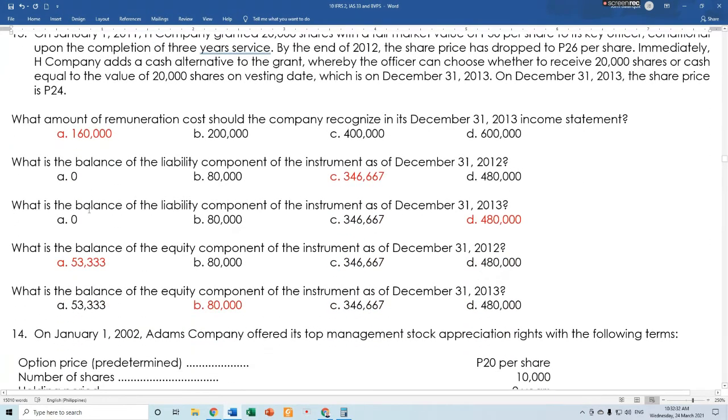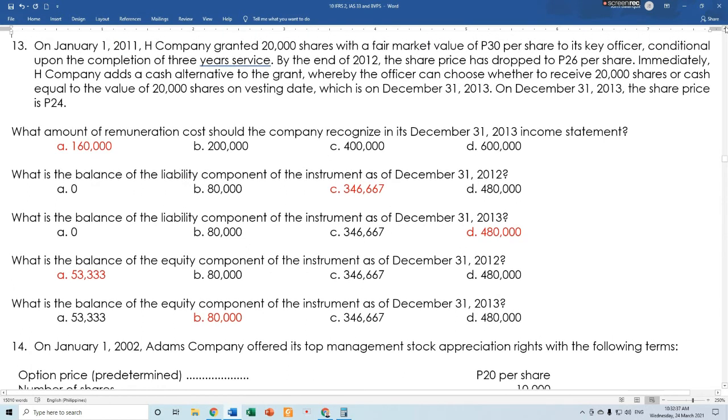Okay, number 13 tayo. So number 13, this is a problem na magkakaroon tayo ng option as to whether ang ibibigay natin ay cash or shares. Okay? So, on January 1, 2021, each company granted 20,000 shares with a market value of 30 per share to its key officer conditional upon the completion of 3-year service. By the end of 2012, the share price has dropped to 26 per share.